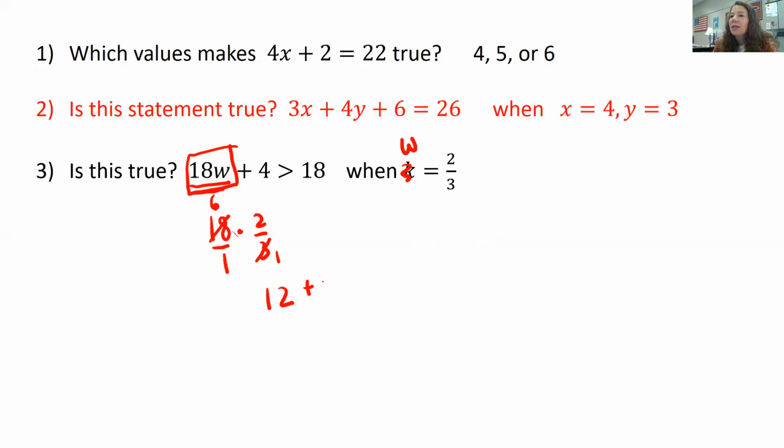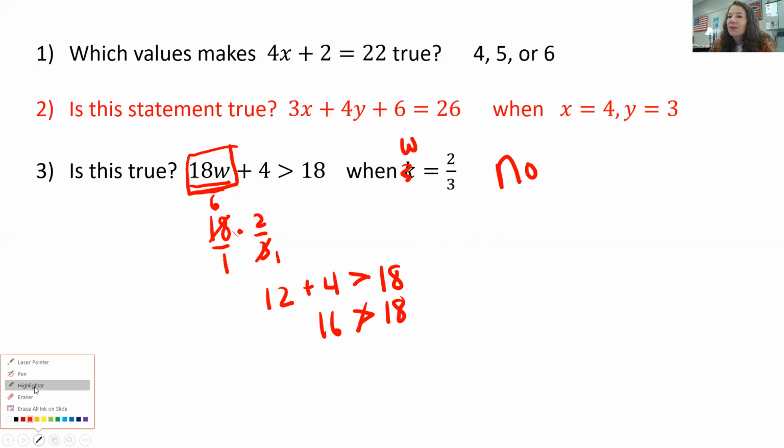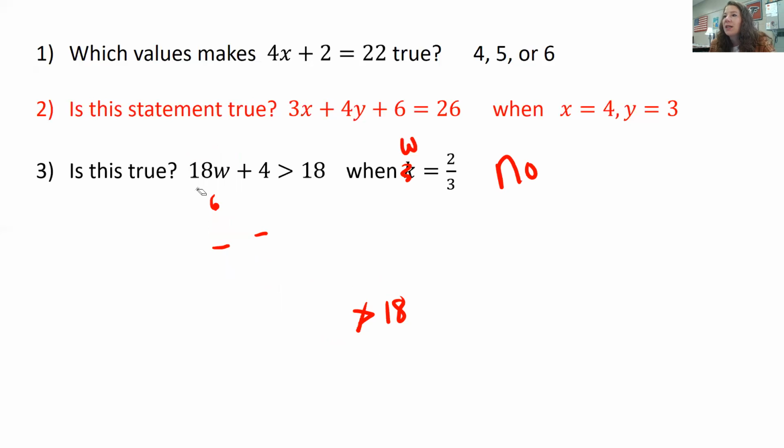So does 12 plus 4, is that greater than 18? Well, 12 plus 4 is 16. Is 16 greater than 18? No, it's not true. It's not true when W is equal to 2/3. And also, don't forget, if you have this awesome calculator that I told you guys you probably want, there's fraction buttons on here, and you should use those. Use your resources, right? All right, let's move on.